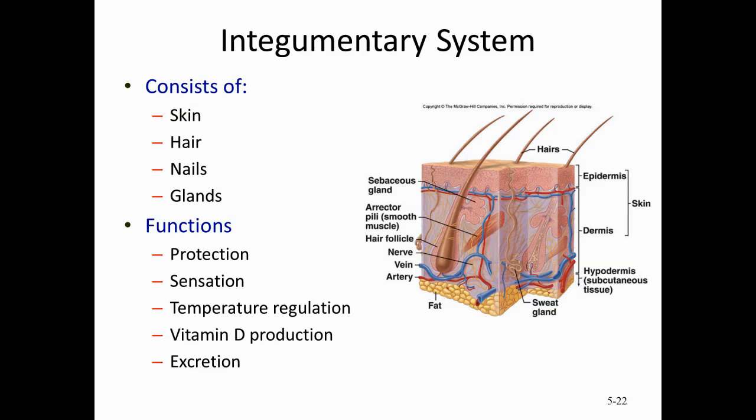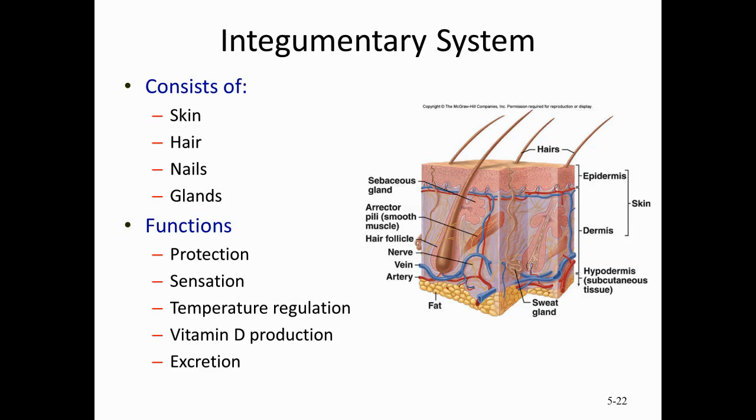The integumentary system, and basically this consists of the skin, the hair, the nails, and the glands. And it has quite a few functions. Protection is a biggie. Sensation. We have temperature regulation. If we get overheated, we're going to perspire. Also, the capillaries down in the dermis are going to dilate to bring more blood toward the surface of the skin so that we can dissipate excess heat.